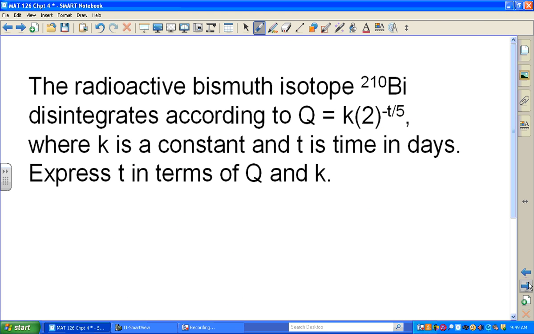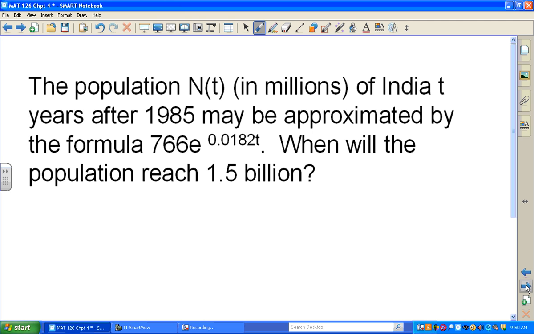The radioactive isotope K as a constant, express T in terms of Q and K. Well, that's easy. You can do that. Yeah, we'll go on. We just stop working. Stop working? Oh no, we're here to go. Look, don't follow the trail. Make your own trail. No, we haven't even finished. Here we go.